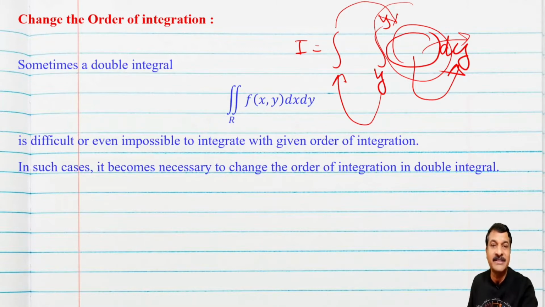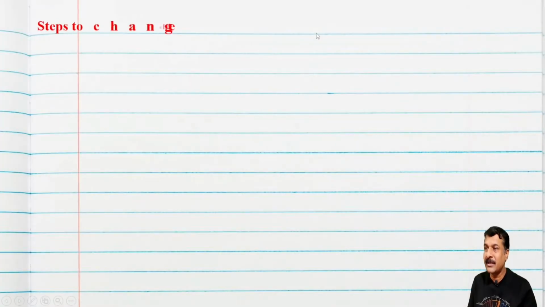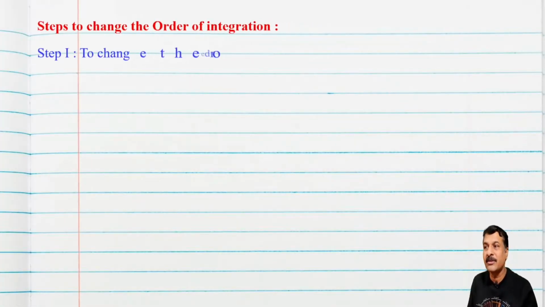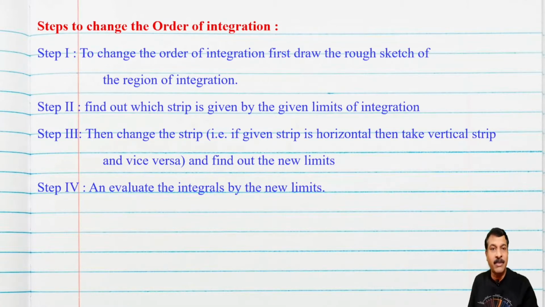Now the problem is how to change the order of integration. There are some steps which you have to remember. Step number 1: to change the order of integration, first draw a rough sketch of the region of integration. For the given double integration, I equal to, with the limits given, by these equations you find the region of integration.